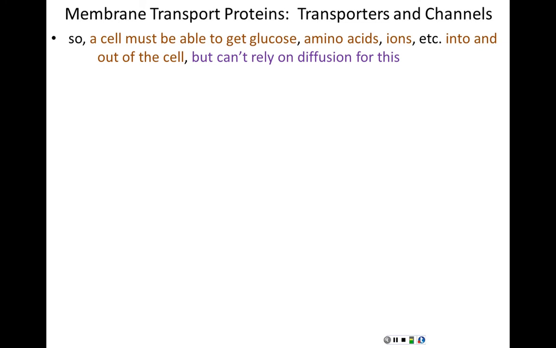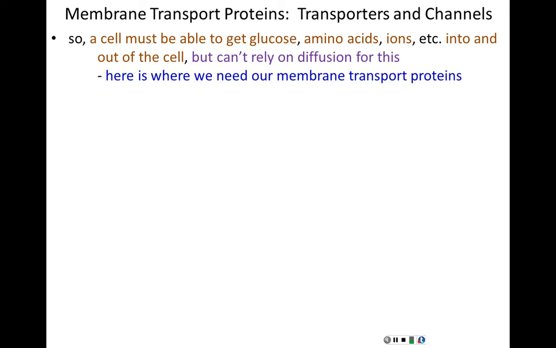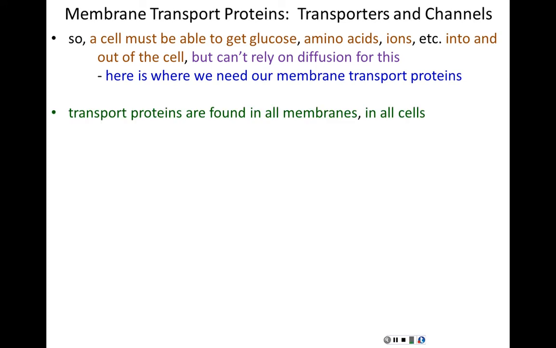If a cell is going to move ions such as sodium, potassium, calcium in and out of the cell, if the cell is going to move large, non-charged polar molecules such as glucose, amino acids, nucleosides in and out of the cell, they can't rely on diffusion. Diffusion for these molecules is much too slow. Here is where we need our membrane transport proteins.